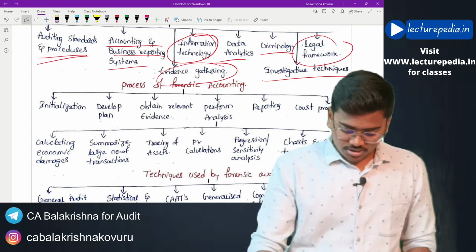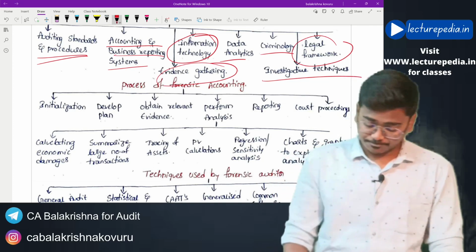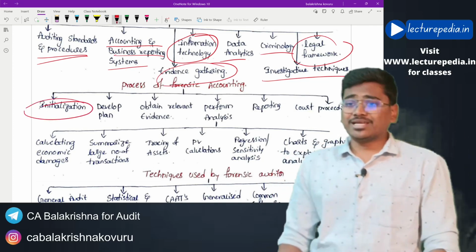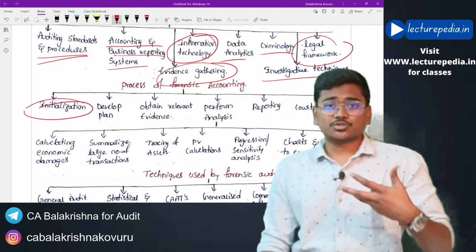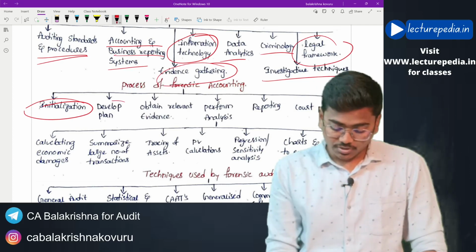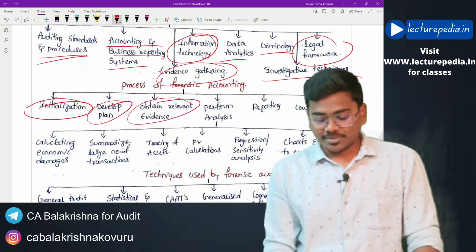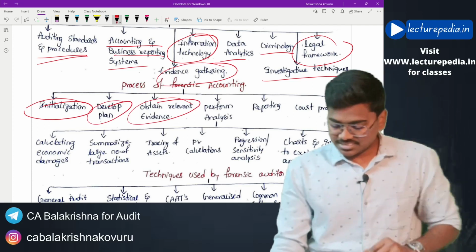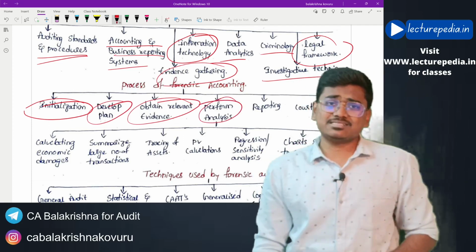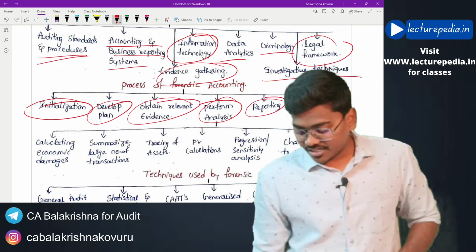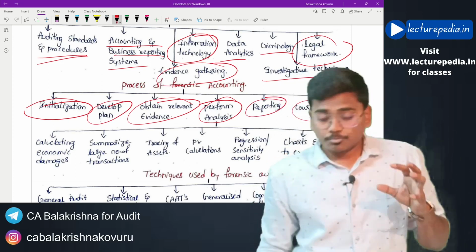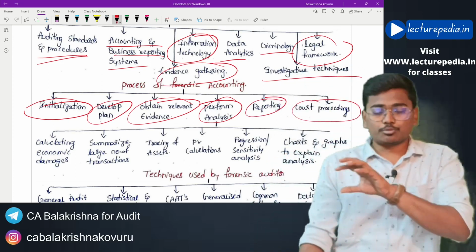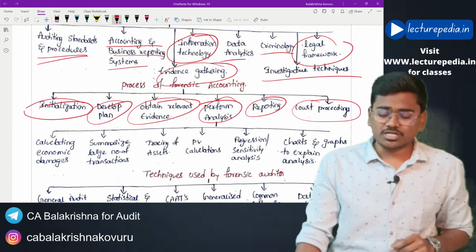So what is the process of this forensic accounting? First of all, you will initialize, okay, the terms, the scope, all these will be discussed. Then you will develop the plan, then you will obtain the relevant evidence. Once you have obtained the evidence, you will perform analysis, then you will report, and finally you will present in the court proceedings. So this is the process of forensic accounting or forensic auditing.